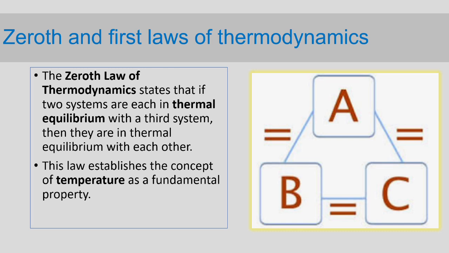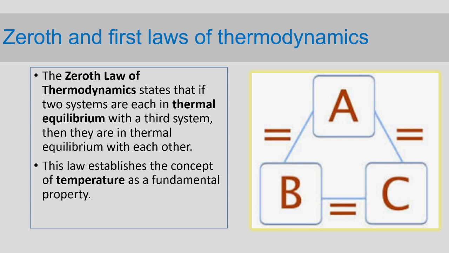Zeroth law of thermodynamics states that if two systems are in thermal equilibrium with a third system, then they are in thermal equilibrium with each other. We can see the figure and understand that if three systems are there, each system is in mutual thermal equilibrium with the other system.